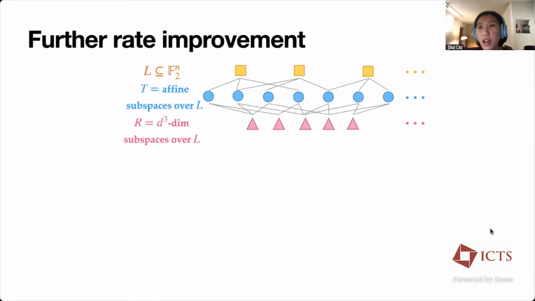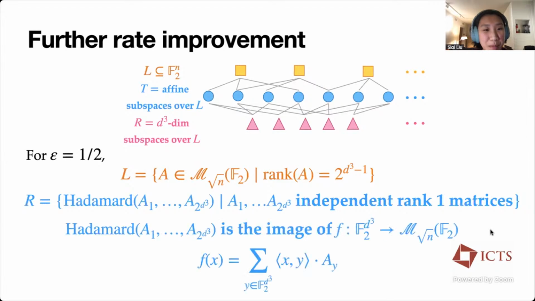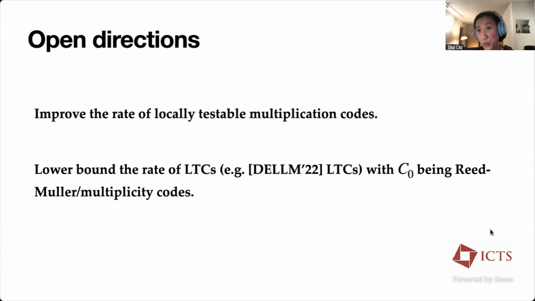Okay, I have no time, so I will not talk about this, but just two last sentences, which are the open questions. One open question is to improve the rate of locally testable multiplication codes. So far, it's still very far from even inverse polynomial. So could we do that?